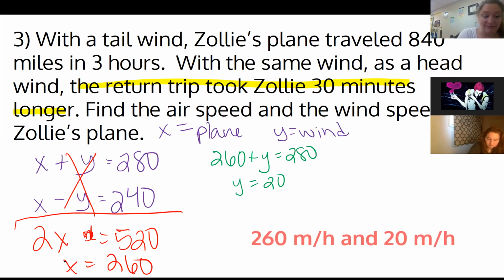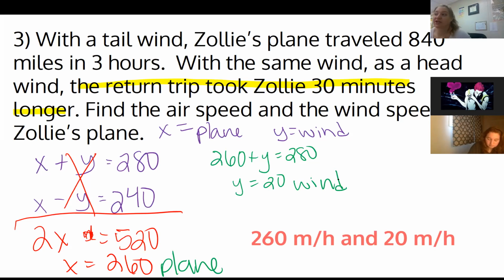So my plane is traveling 260 miles an hour, and my wind is 20 miles an hour. Please make sure your answers make sense, because it matters. In the quiz today, it's fill in the blanks. So if you plugged in a 20 for where the plane should be and a 260 for where the wind should be, you're going to get it wrong. Make sure you fill it into the right spaces, because that wouldn't make sense.